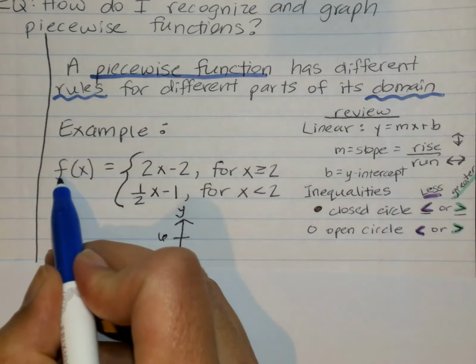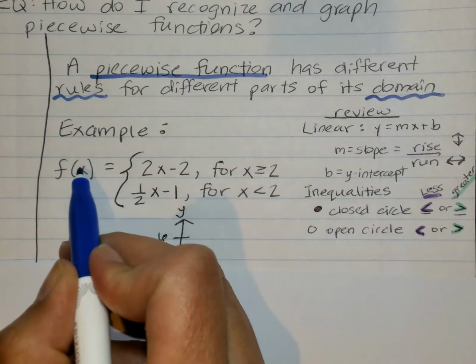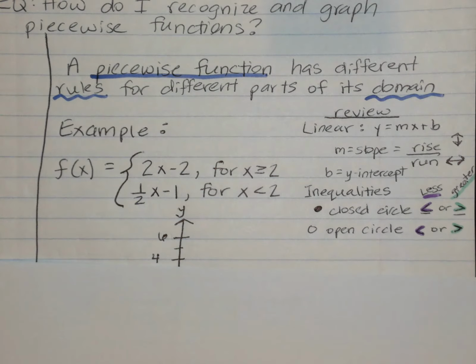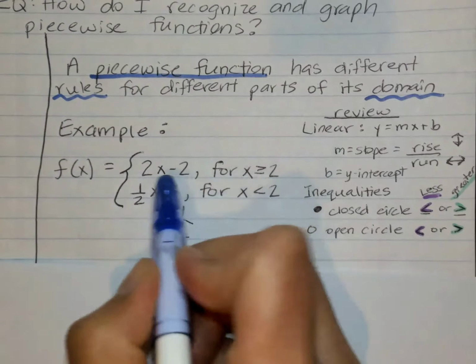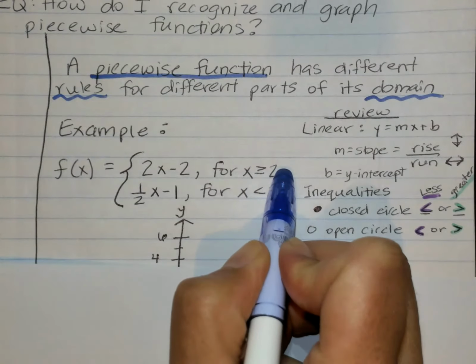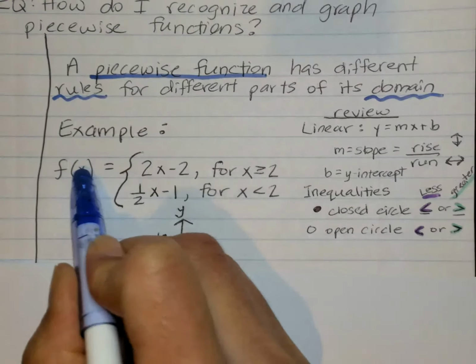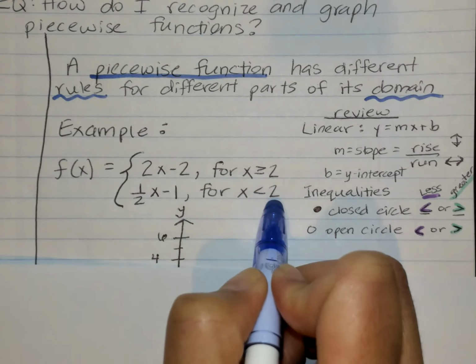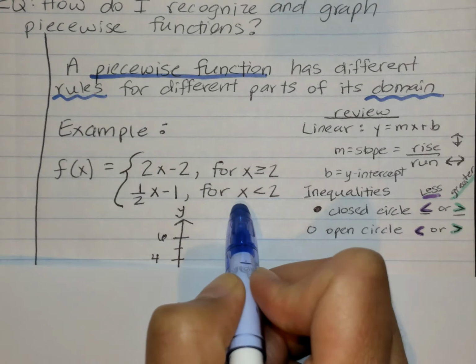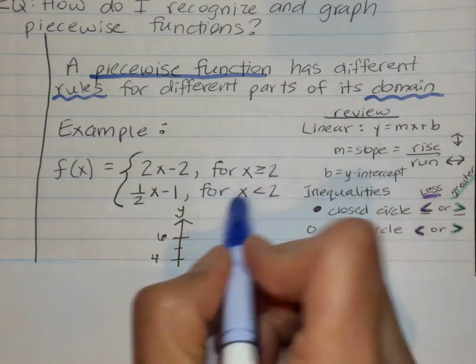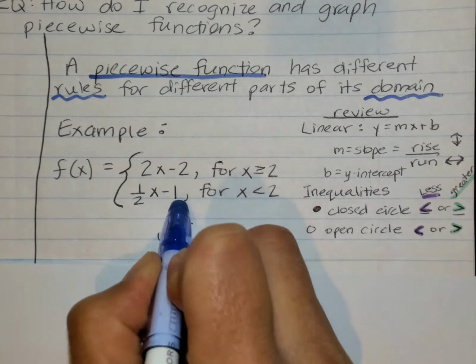f of x just means it's a function of x. The x values can change, and then you plug that x value into whichever equation. So we've never had one like this, where our function could be 2x minus 2 for x greater than or equal to 2, or f of x equals 1/2 x minus 1 for x less than 2. So it depends on where we're looking at on the graph. If x is greater than or equal to 2, then we use this equation. All right, and then if x is less than 2, we would use this part of the equation.